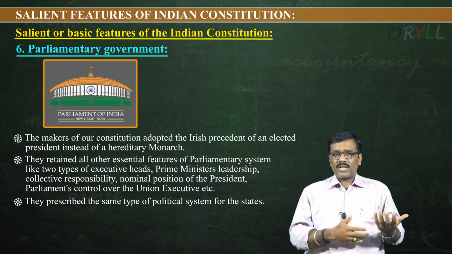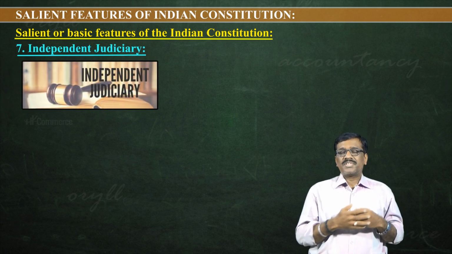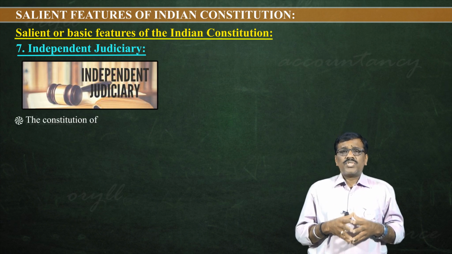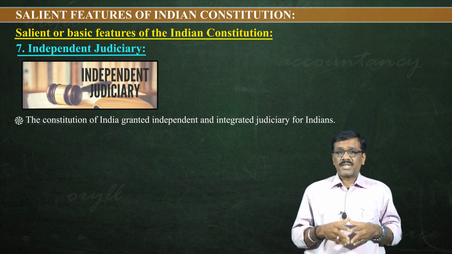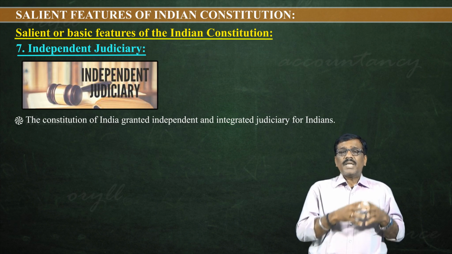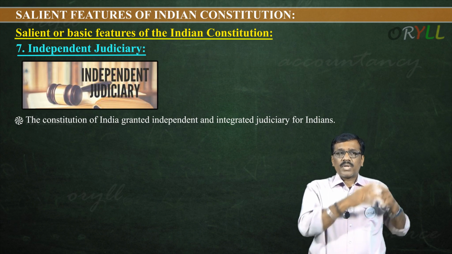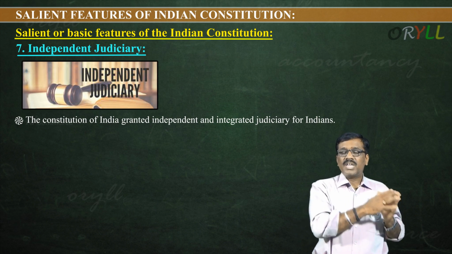Now, let's come to the seventh point, that is independent judiciary. See, we discussed legislative and executive. Let's go for the third organ of the government, that is judiciary. The Constitution of India granted an independent and integrated judiciary for Indians. When I say independent judiciary, it is free from the other two organs of the government, they are legislative and executive.